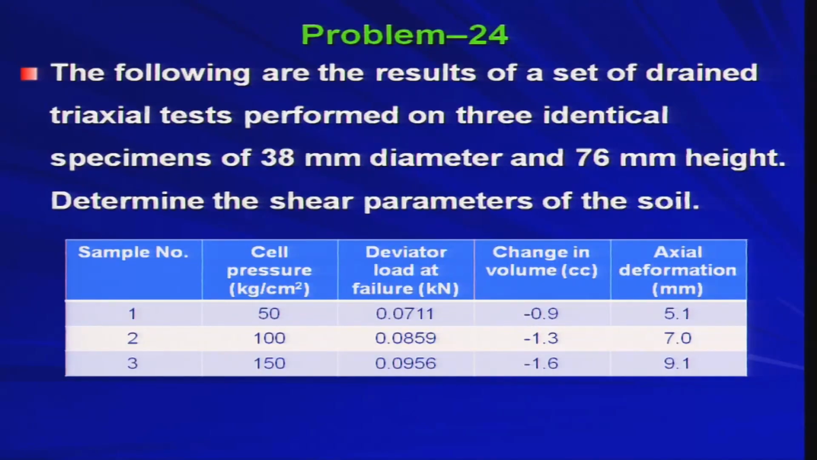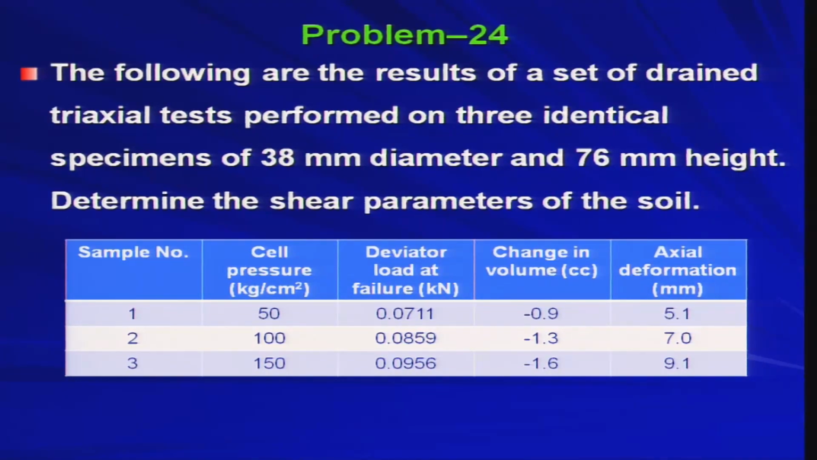So, next problem says the following are the results of a set of drain triaxial tests performed on 3 identical specimens of 38 millimeter diameter and 76 millimeter height. Determine the shear parameters of the soil. So, you have done some drain test on 3 identical specimens of this size, and you need to find out the shear strength parameters. So, there are 3 samples, sample 1, 2 and 3. You have got the different cell pressures 50, 100 and 150 kg per centimeter square. You have got the deviator load.